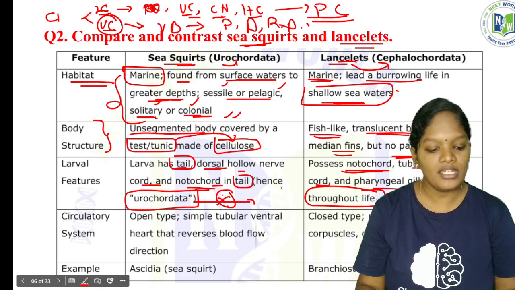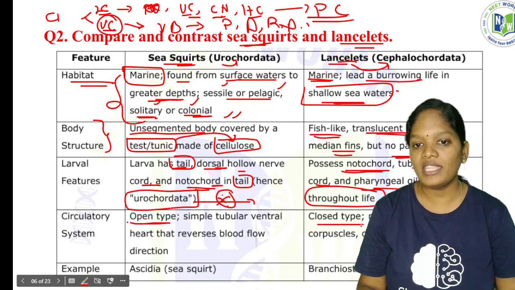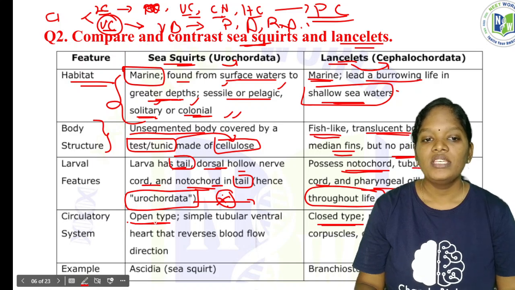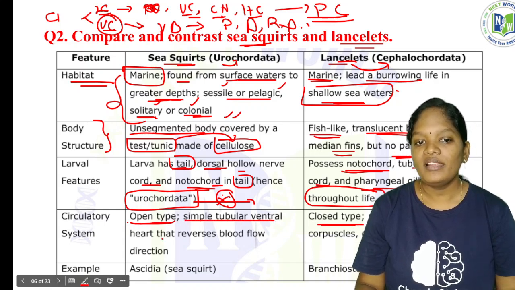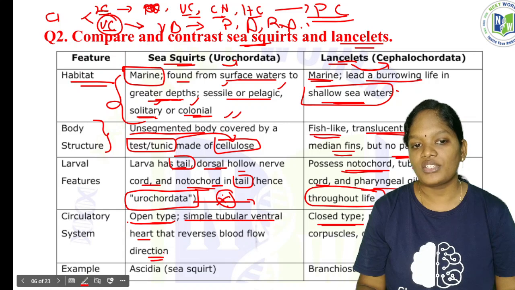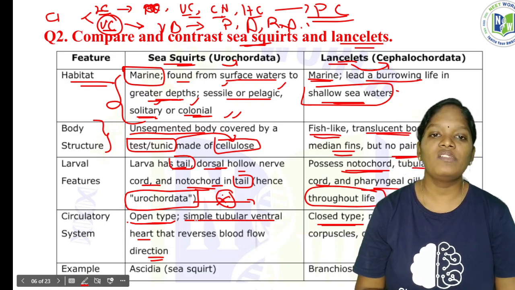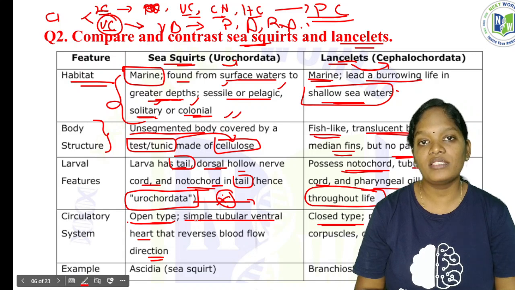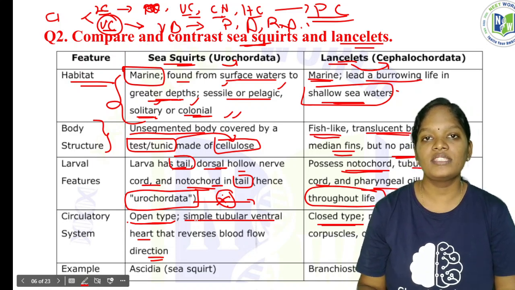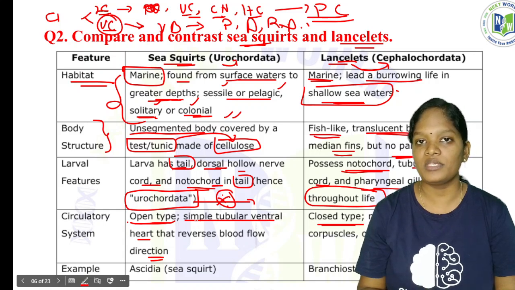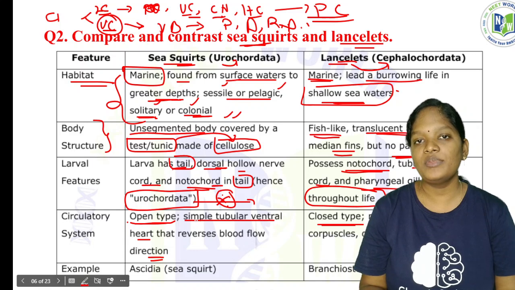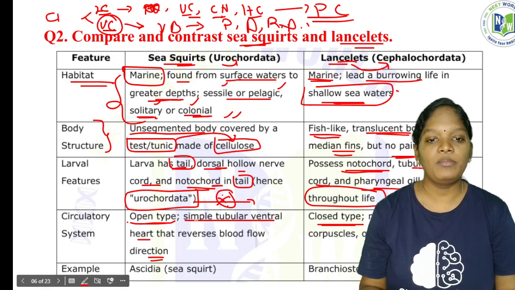Okay. So now the circulatory system. In Urochordates, the circulatory system is open type, and in the lancelets it is the closed type. So what is meant by the open circulatory system and the closed circulatory system? Open circulatory system means there are no blood vessels. Blood will not flow through blood vessels. In a closed circulatory system, all the blood flows through blood vessels and capillaries. If they are absent, we call it the open type of circulatory system.